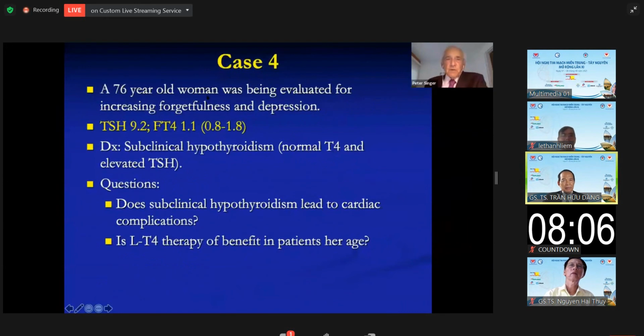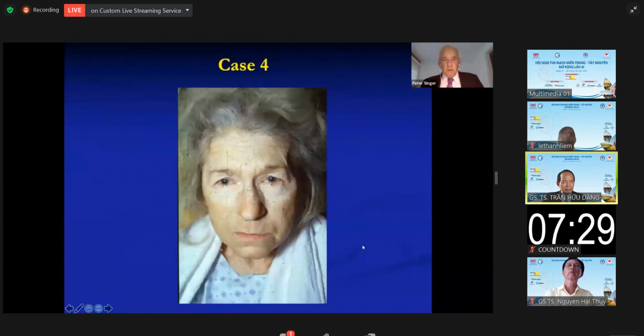Last case, a 76-year-old woman started becoming forgetful, not as forgetful as me probably. She had a mildly elevated TSH, but a normal free T4, as you can see here, 1.1, and this is the normal reference range. She had subclinical hypothyroidism, normal T4, elevated TSH. So the question, would her disorder lead to cardiac complications? And the second question for her is, is there benefit of giving her thyroxine?